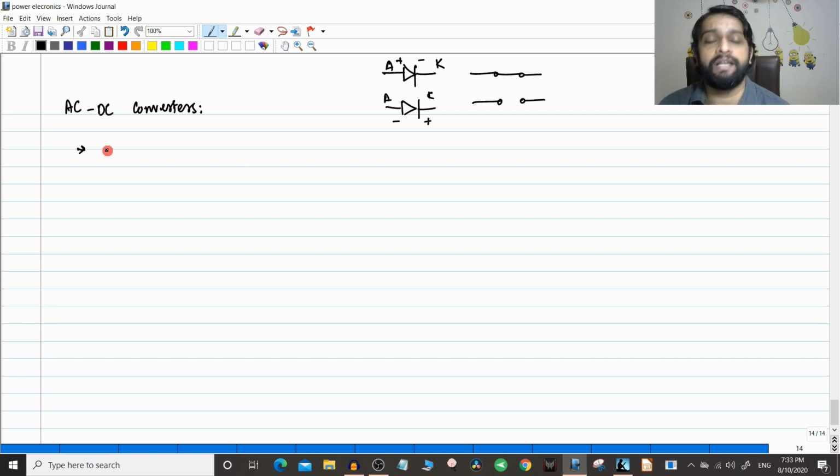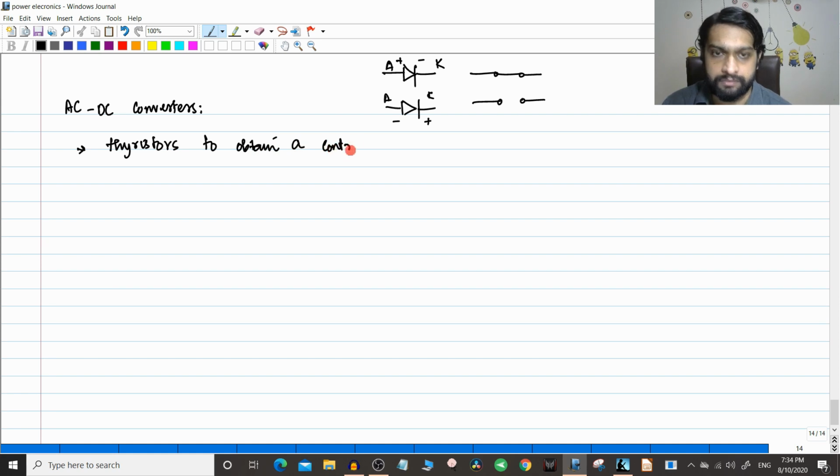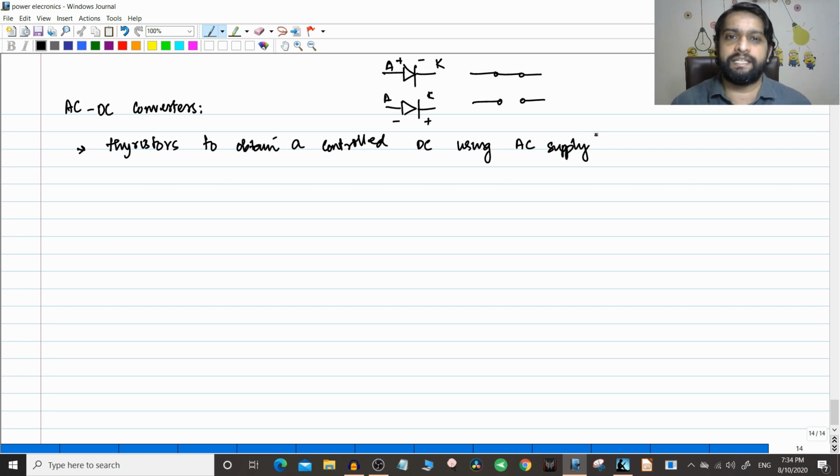So for this, we use special power electronic devices known as thyristors, or silicon controlled rectifiers. These are all different names. You use thyristors to obtain a controlled DC using your AC supply. In the previous videos, when we were getting a basic idea on transistors, MOSFETs, etc., I told you that whenever you supply a gate signal to these devices, they get turned on. That is the basic idea here.